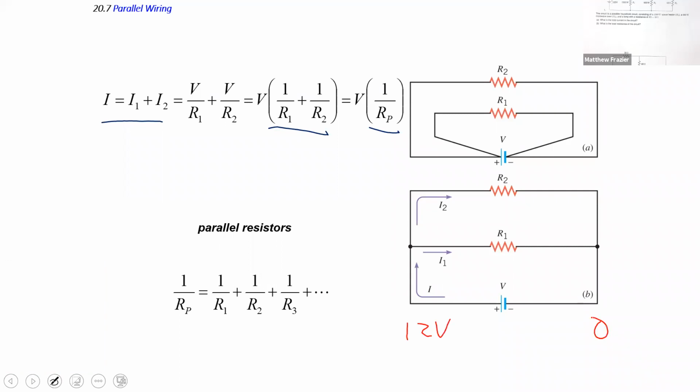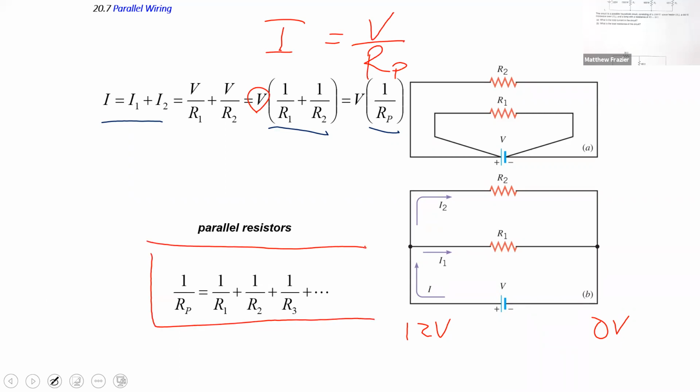And one of them's at 0 volts. So the same voltage is across each resistor. And so we have a common voltage here that we pull out. And what we get is that the total current is the total voltage divided by the parallel resistance. But these things in the parentheses have to be equal. So we get a rule for how to add resistors in parallel.